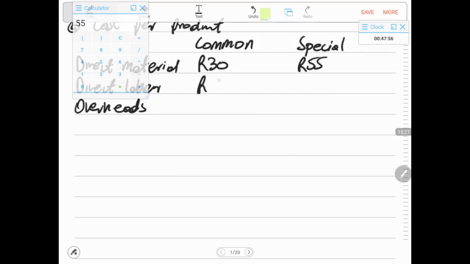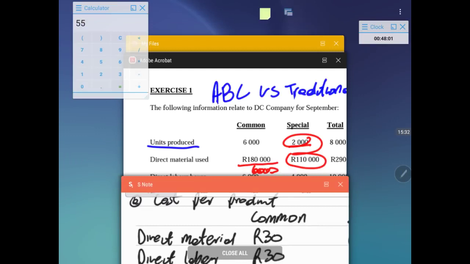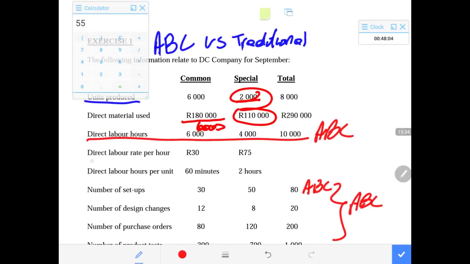Then we go to labor, and I think it was 30 rands. Why was it 30 rand? Because our direct labor rate per hour was 30 rand, and it takes 1 hour to complete 1 unit. Remember, 1 hour is 60 minutes. So 60 divided by 60 will give us 1 hour, because the 30 rand is not per minute. If this was 30 rand per minute, we could just multiply by the minutes, but the 30 rand is per hour. So we need to make sure that we convert the minutes into hours.